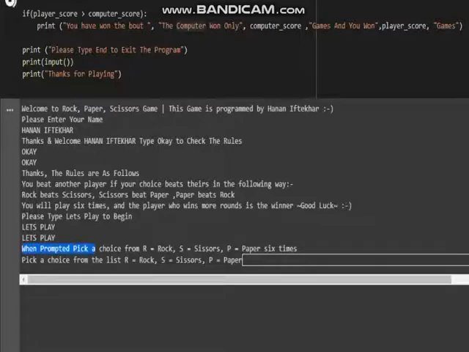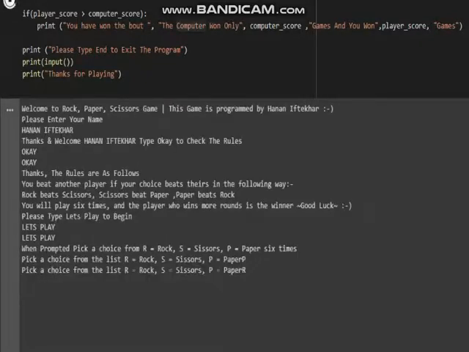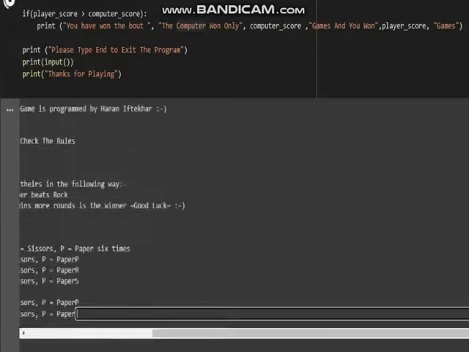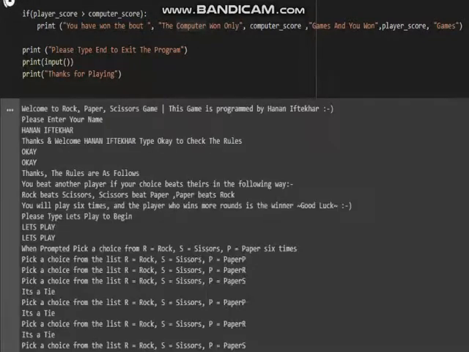It says that when prompted, pick a choice from R for rock, S for scissors, and P for paper. You have to do it 6 times, and whoever wins more games out of these 6 wins the whole bout. So I'm going to choose paper for the first, rock for the second, scissors for the third, paper again, rock again, and finally scissors.